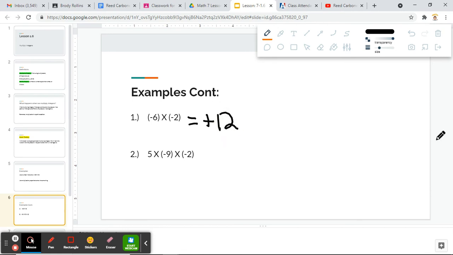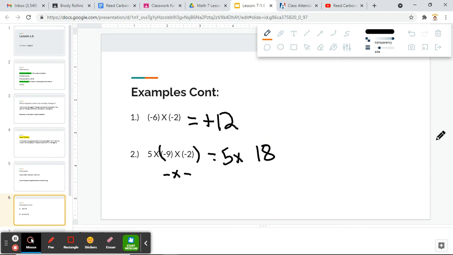Alrighty, on this one here, we have more than 2 numbers, right? So let's just break this down piece by piece. Let's start on the right side over here. Let's do negative 9 times negative 2. Well, that's a negative times a negative, right? So we know our product is going to be positive. So first off, the 5 stays the same. And then 9 times 2 is 18.